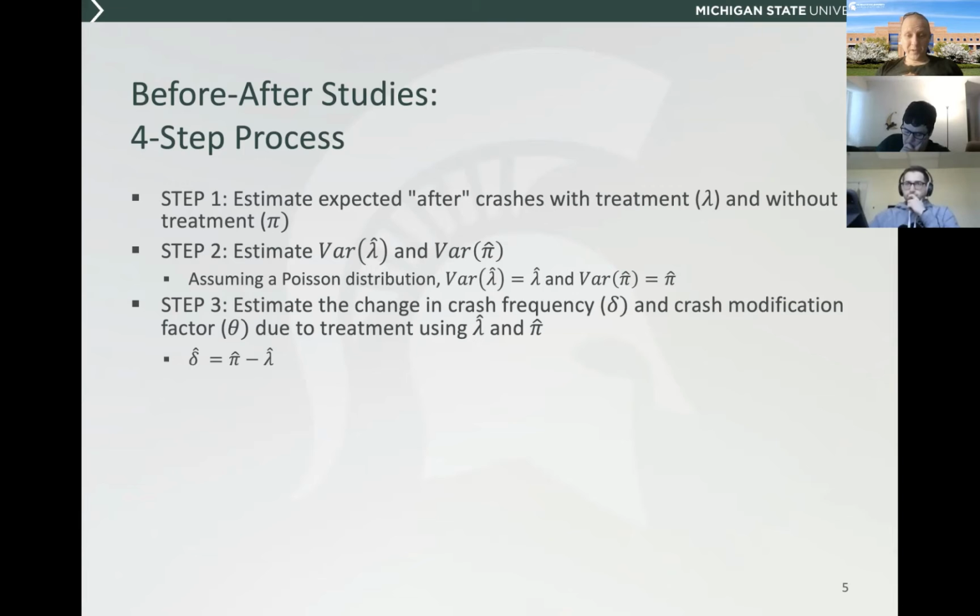And so simply speaking, delta, as was illustrated on the preceding slide, is just pi, which you'll recall is the number of crashes we'd expect to see if the treatment hadn't been applied, minus lambda, which is just the number of crashes that were actually experienced after the treatment, okay? And then likewise, our index of effectiveness, the crash modification factor, is just the ratio of lambda over pi with that small adjustment on the denominator, okay?